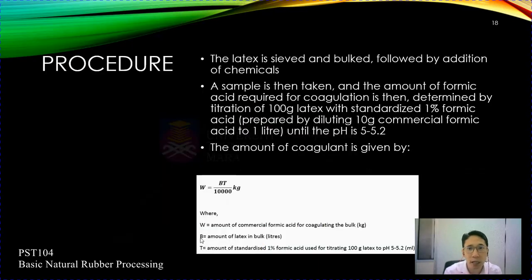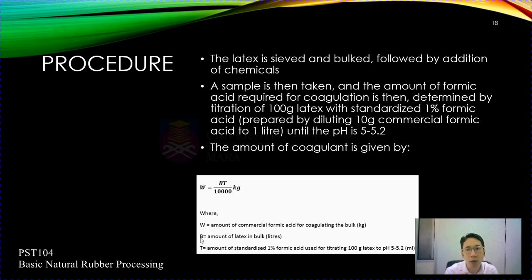The procedure: the latex is sieved and bulked, followed by addition of chemical. A sample is then taken and the amount of formic acid required for coagulation is determined by titration of 100 grams of latex with standardized 1% formic acid, prepared by diluting 10 grams of commercial formic acid to 1 liter of water until the pH is 5 to 5.2.